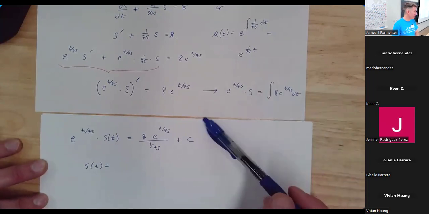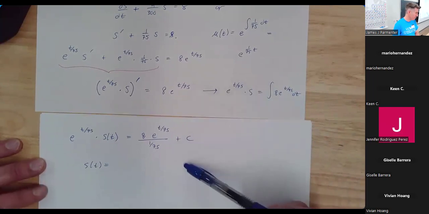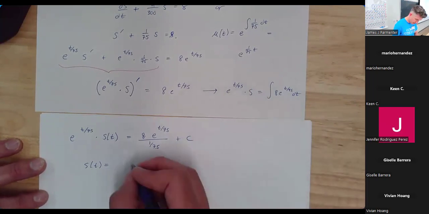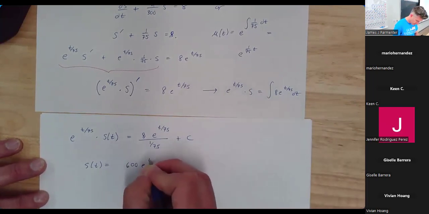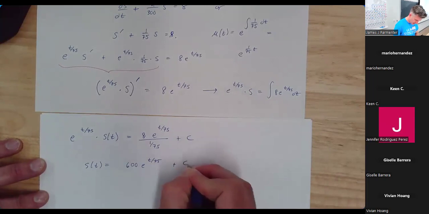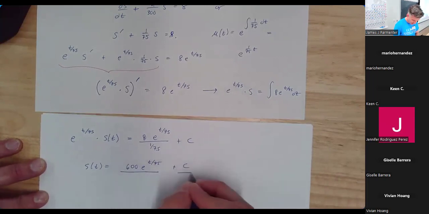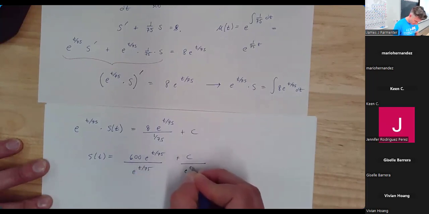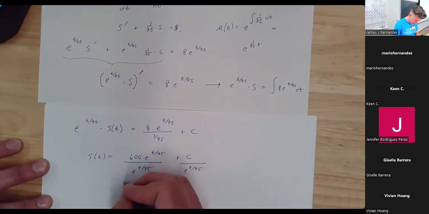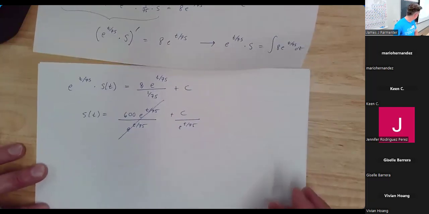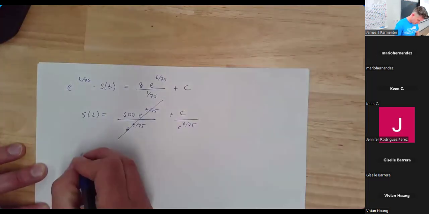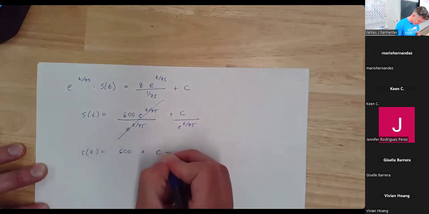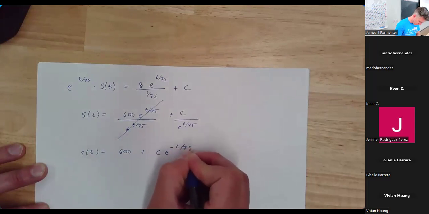Here's what I'm really doing when I do that. I know that 75 times 2 is 150, times another 2 is 300, times another 2 is 600. So I'm getting 600 e to the t over 75 plus c, and I'm dividing. I really like dividing each thing by, especially when it's the same thing, doing it that way, so that you can see that these cancel and you get that S of T is equal to 600 plus C e to the negative t over 75.